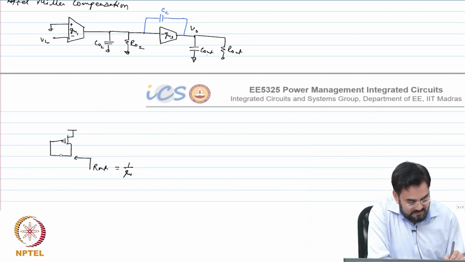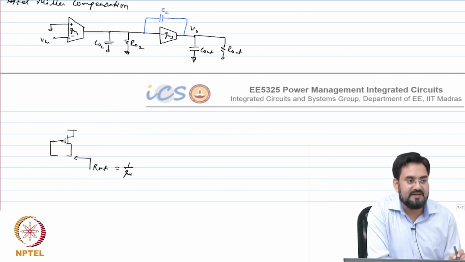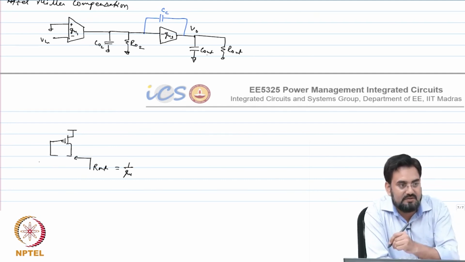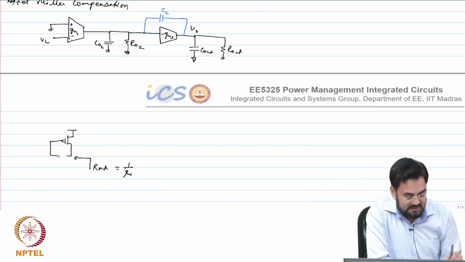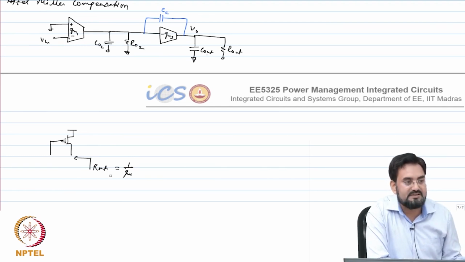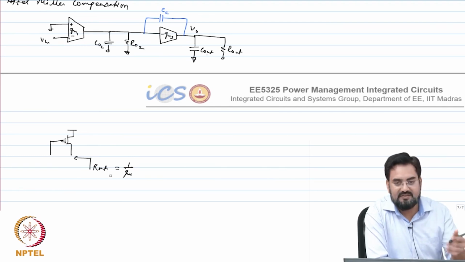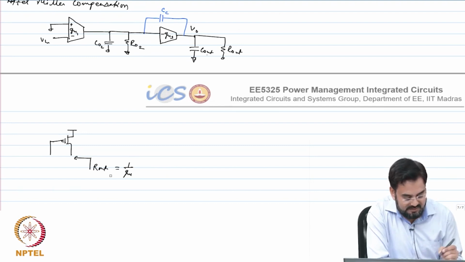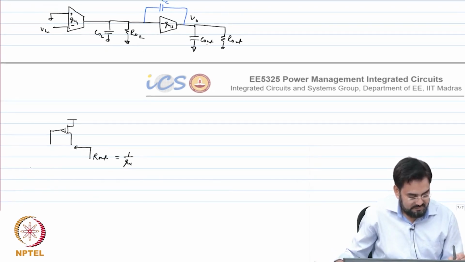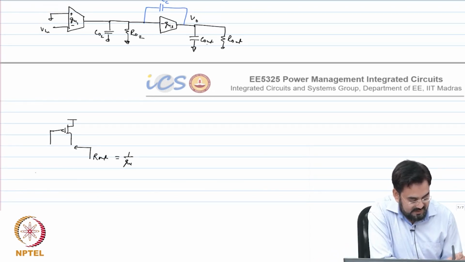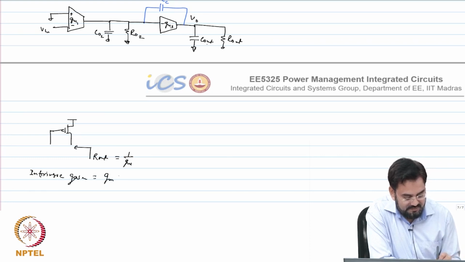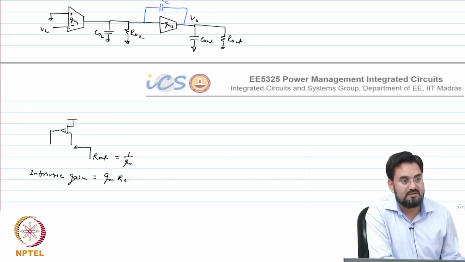Yeah. So, this is causing a negative feedback because the output is connected back to the input, which is the gate. Now, if I do not have this feedback, what is the output resistance? Not infinite, R out, RDS. What is the intrinsic gain? GM R out. Okay.